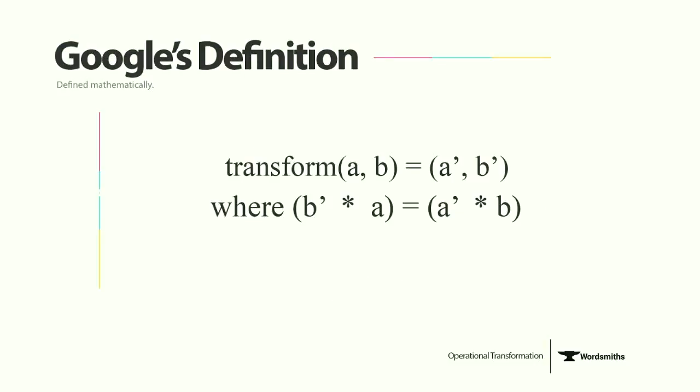For those that are more mathematically inclined, there's Google's definition of the algorithm, which states that if you transform any two operations, A and B, you receive two new operations, A prime and B prime, where B prime times A is equal to A prime times B. It's a bit confusing at first glance, but pretty much it just means that you've got your first operations, they get transformed, and then you can apply the second operations to get to a shared state.